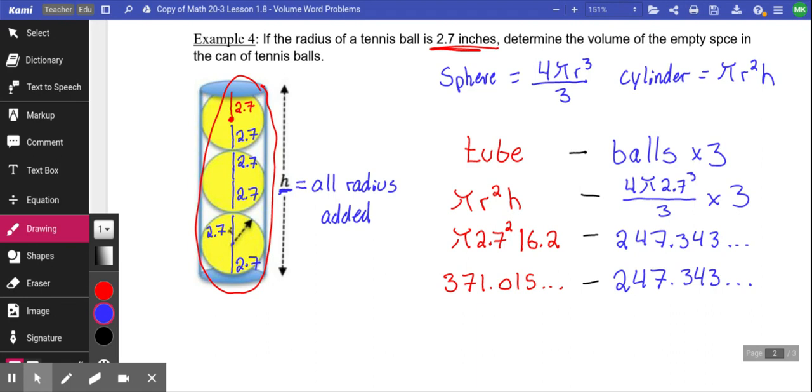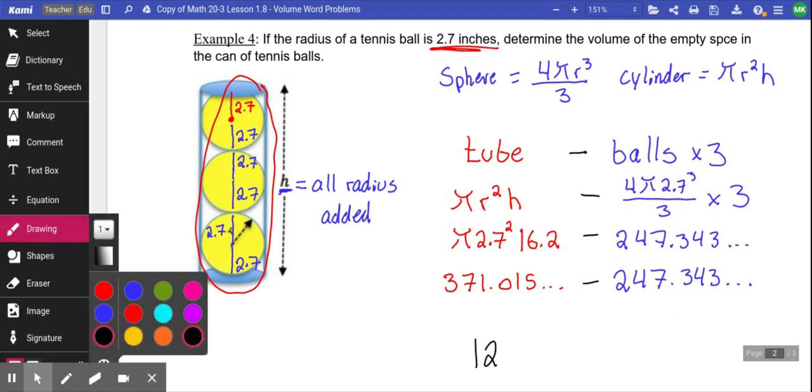You would get like 240 or something like that probably? I got 247.218. Oh, okay, that's tight then. So you use 3.14? Yeah, then it should be just the decimals that are off. This is why I write it down. Now when you do the subtraction, so you got 371.015 and we're subtracting 247.343, you get the remainder space of 123.672.